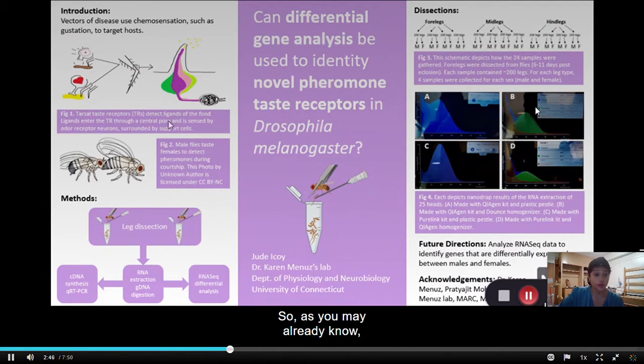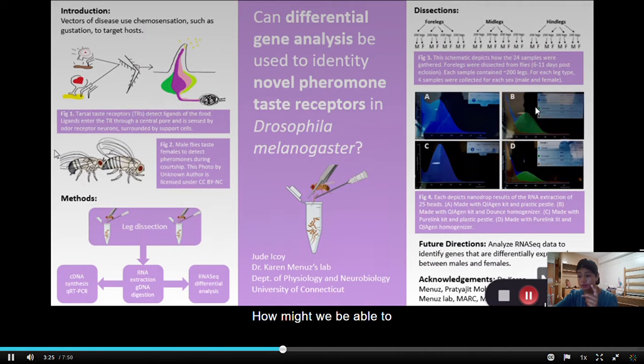As you may already know, taste and other such senses are extremely vital to fly behaviors, especially when it comes to courtship. Figure 2 is an example of that. We see that typically males will taste females for any pheromones to detect if she has yet to mate or not. This difference in behavior during courtship is an example of sexual dimorphism. So, if we think back to those orphan receptors, one could reasonably ask if we'd be able to use sexual dimorphism to de-orphanize these receptors. In other words, identify novel pheromone taste receptors in the fly genome.